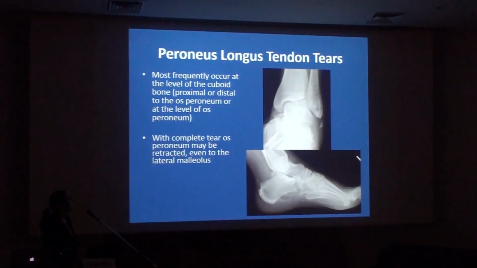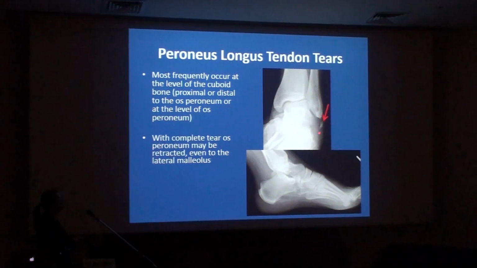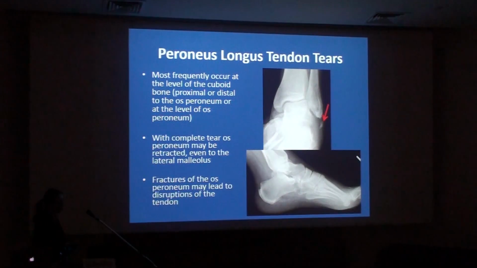Now, regarding the plain films, they are important, and this is displaced os peroneum with associated peroneus longus rupture. And with complete tear of the peroneus longus, the os peroneum may be retracted even to the level of the lateral malleolus. Also, as it was mentioned, the fractured os peroneum shows separation of the fracture fragments. You can see over here. So this gap measures several millimeters.